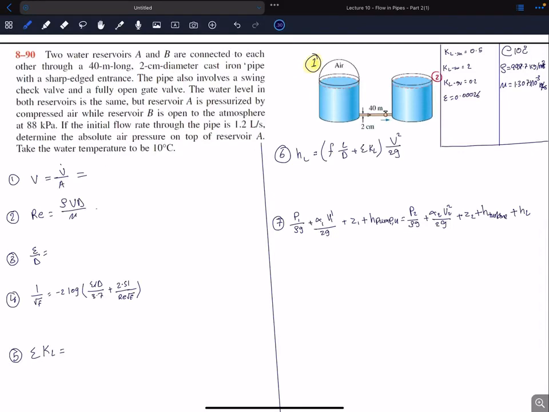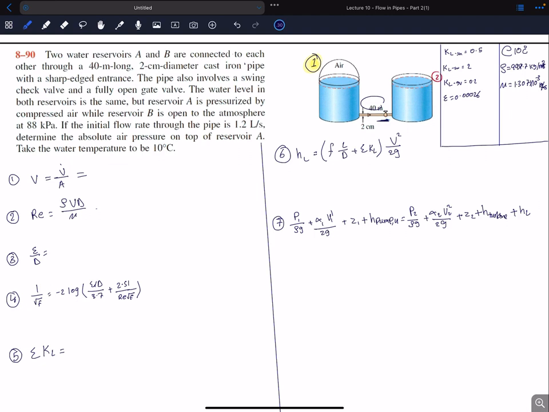Fluid mechanics, an example of flow in pipes. So we have two reservoirs, A and B, connected with a pipe of length 40 meters. The diameter of the cast iron pipe is 2 centimeters, and we have a fully open valve. Also, it has a sharp edge entrance and involves a swing check valve.